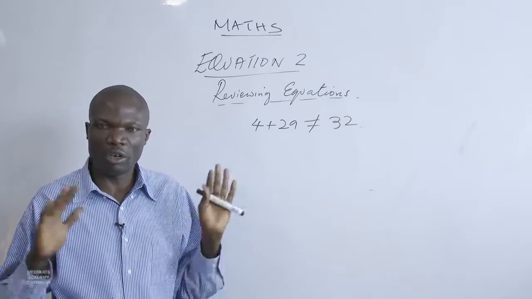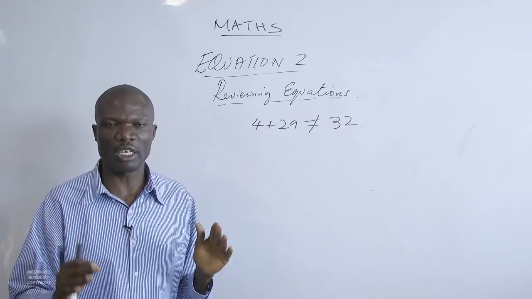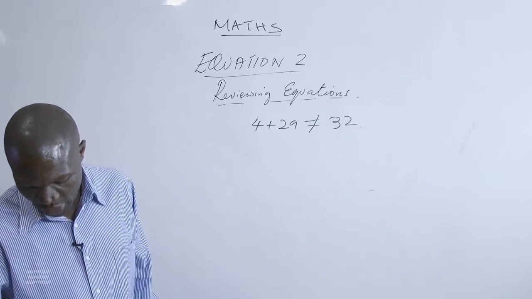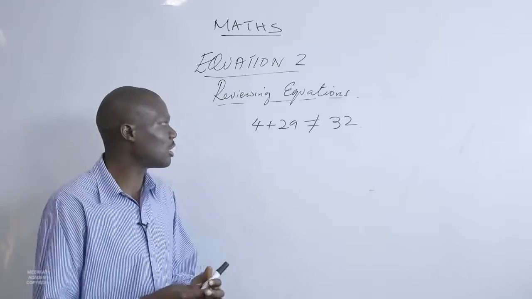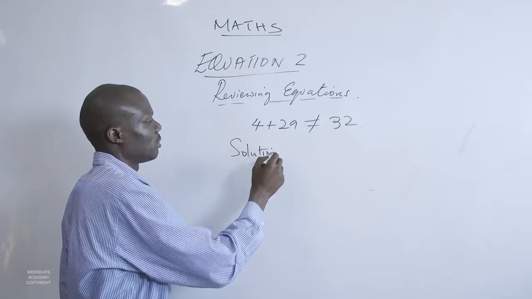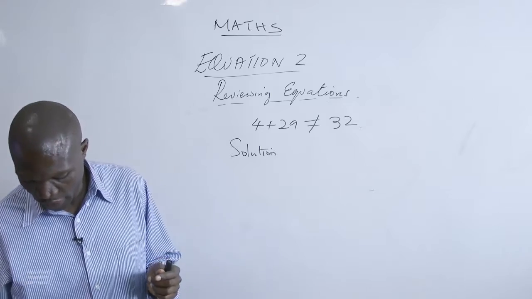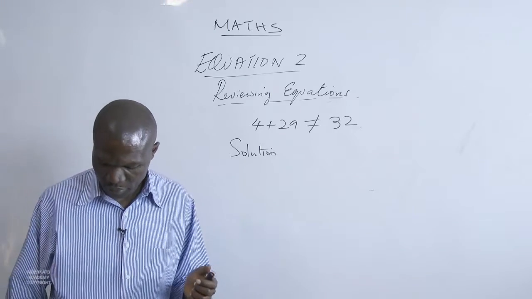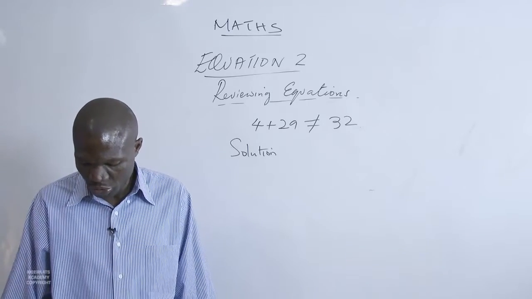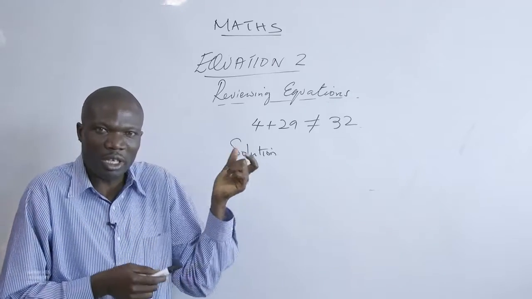When we talk about an equation, all equations must have the left-hand side and the right-hand side. They should always be there. And as we have seen, what we are calling a solution of an equation is the value that makes the equation true. A solution is the value that will make the equation true.